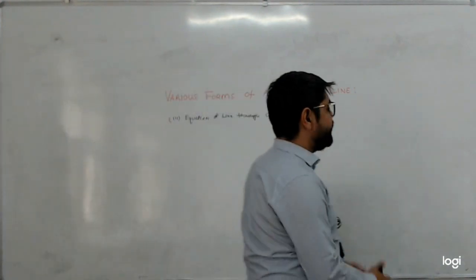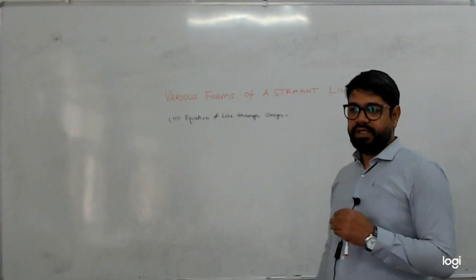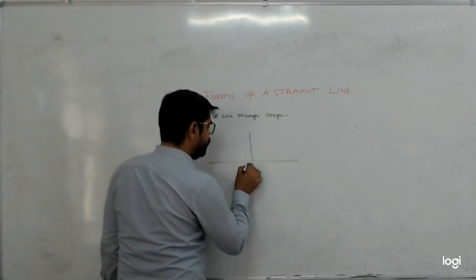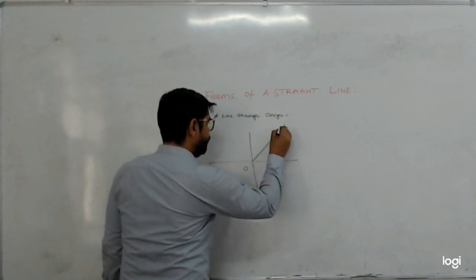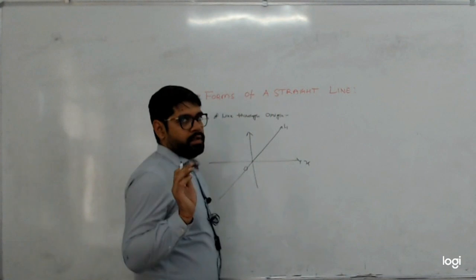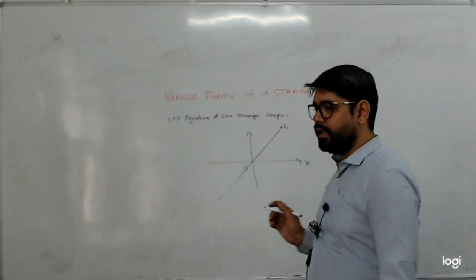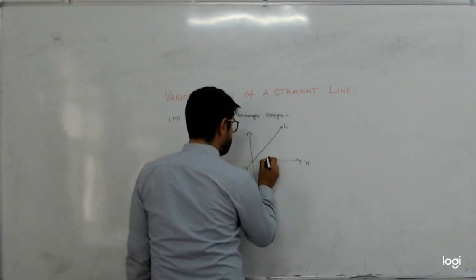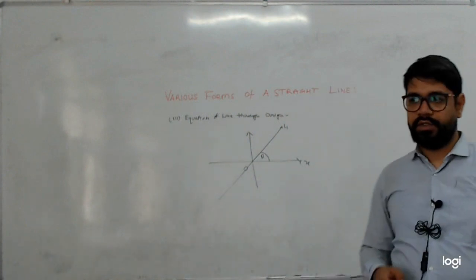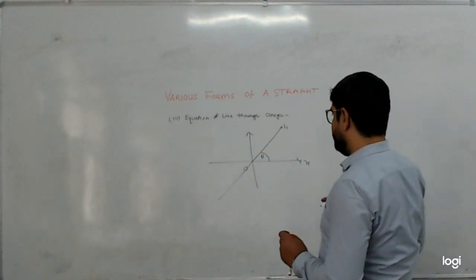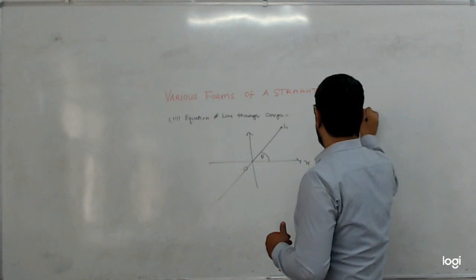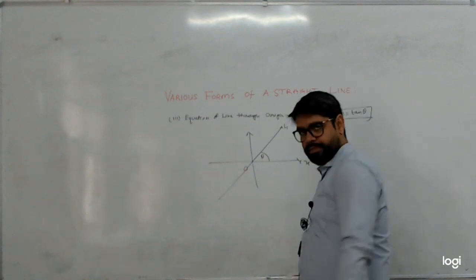Okay, now let us derive the equation of any straight line which is passing through origin. So let L1 is a line which is passing through the origin O. This is your x-axis and this is your y-axis. Let L1 be making an angle of theta with the positive direction of x-axis. Then you can easily see that the slope of this line, m, will be equal to tan theta.